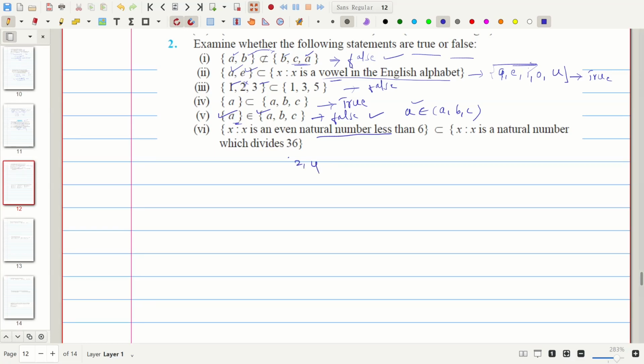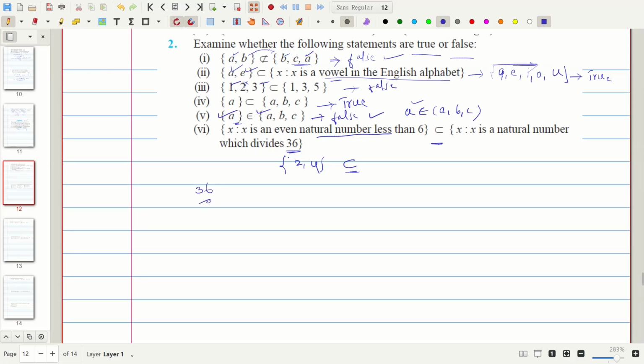And x is a natural number which divides 36. So here is one set, and another set is given. This symbol means belongs to, I am writing here, a natural number which divides 36.